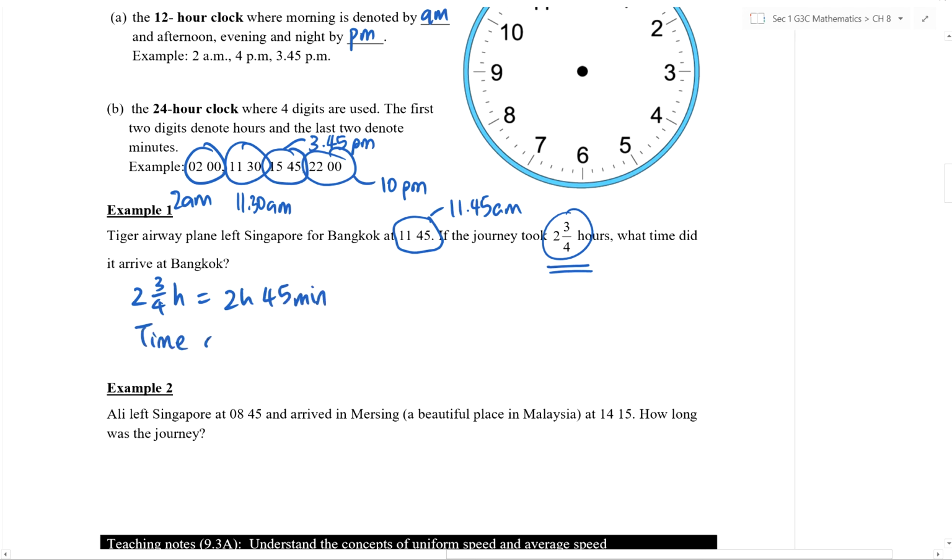Time of arrival, we will use the 24-hour format, 11:45 plus 2 hours 45 minutes. You can draw a timeline if you think that helps you. So here we get 1430, and this is the final answer. Whoever reads this will know that this is 2:30 in the afternoon.